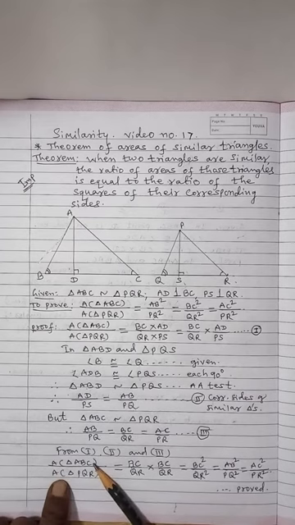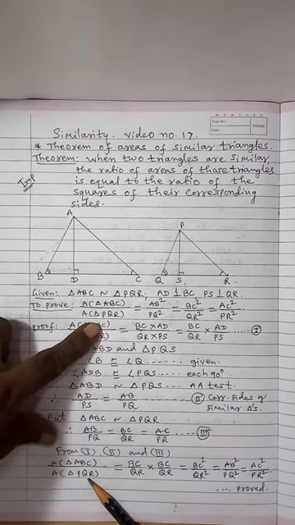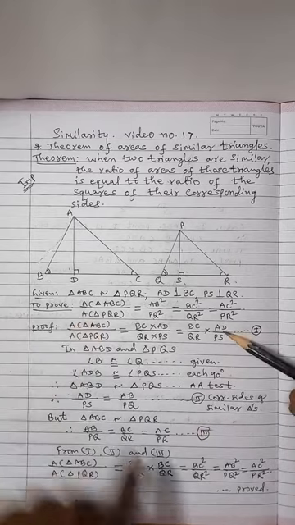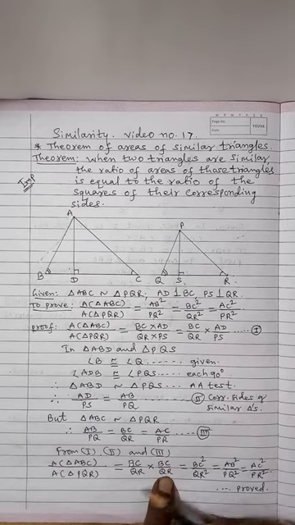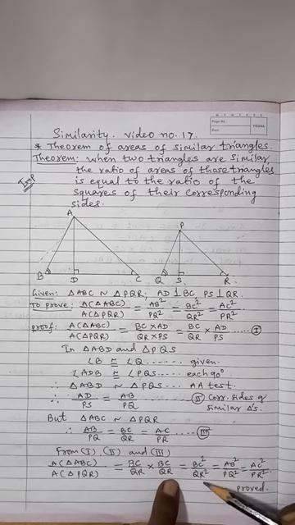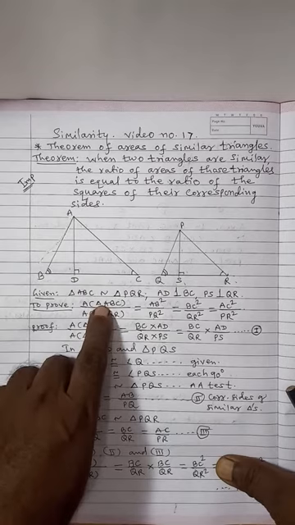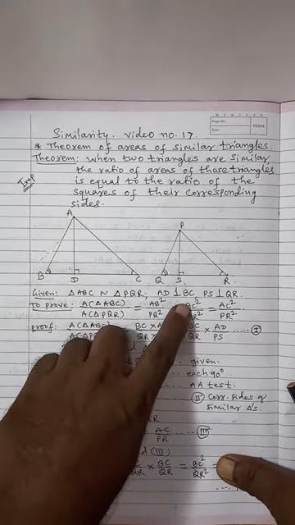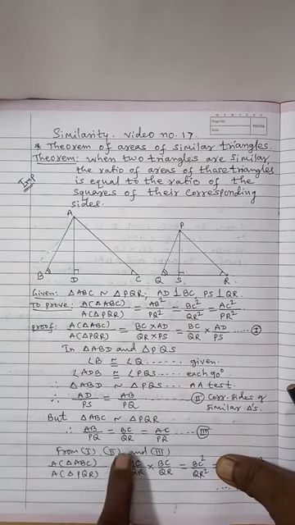So from 1, 2 and 3 we get area of triangle ABC upon area of triangle PQR is equal to BC upon QR into BC upon QR. So we get BC into BC, BC square, QR into QR, QR square. So area of triangle ABC upon area of triangle PQR is equal to BC square upon QR square.